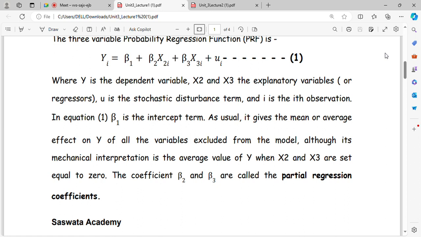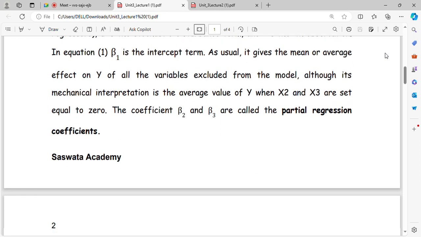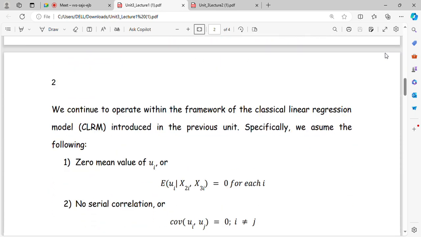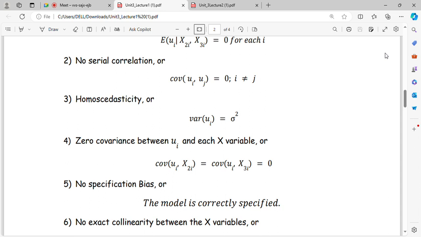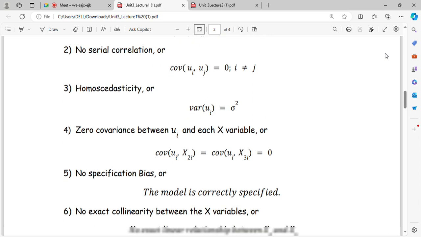If ui and x3i or x2i are correlated, that means that we cannot calculate beta 2 and beta 3 most efficiently. We cannot calculate partial regression coefficients if the error terms are correlated with x values, directly or indirectly. That's why we have assumed that there is no covariance or correlation between the error term and the x variables. Okay.